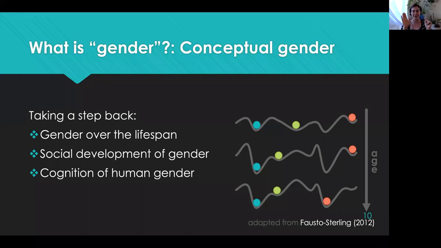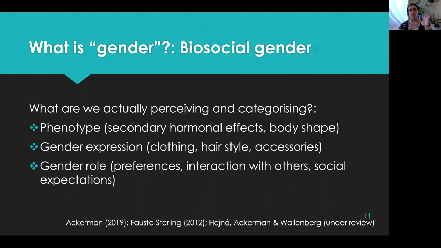And they're based on the same things because we all develop gender throughout our lives. It's something that every human culture has. But not every human or every human culture has the same shape of that space. Okay, so what are we actually perceiving and categorizing? So this is where biosocial gender comes in.